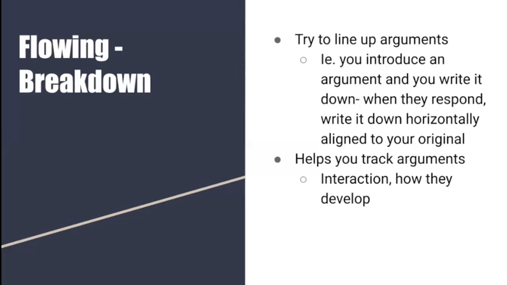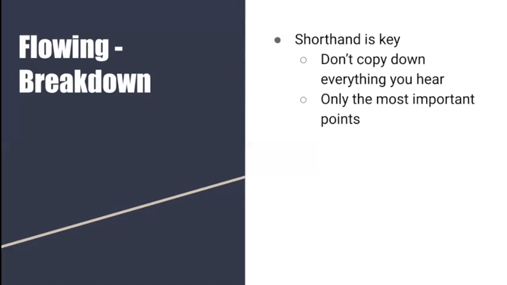Right, so like I mentioned, it helps you track arguments and the interaction. So another key part of flowing is that shorthand is extremely important. You don't want to copy down every single thing you hear. You don't even want to copy down a full tag, right? You only want to copy down the most important points.